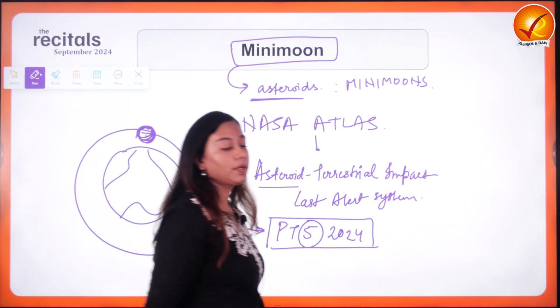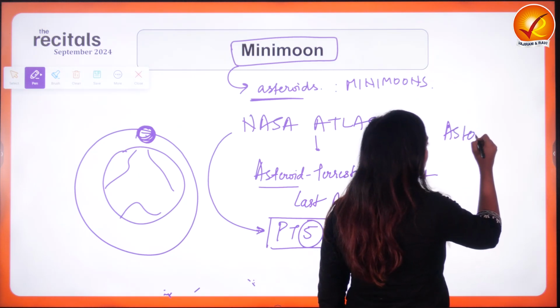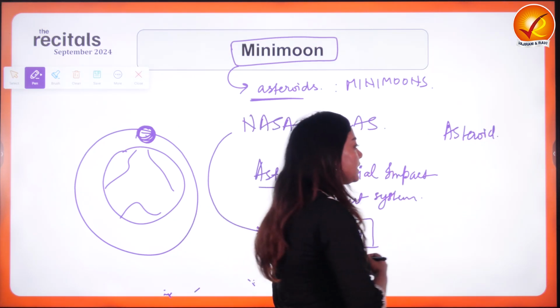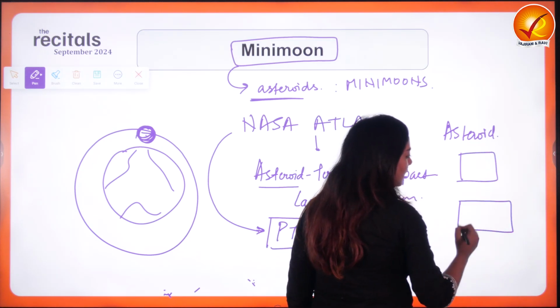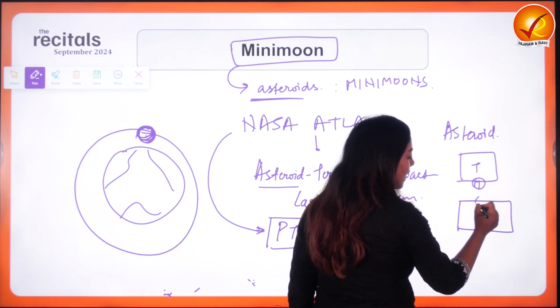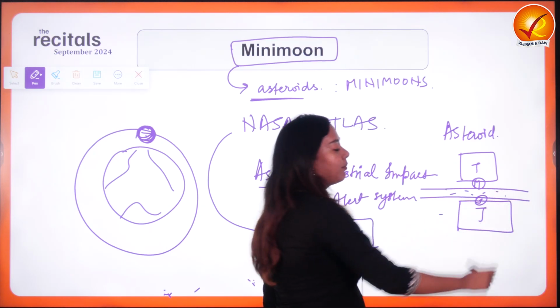Where are the asteroids coming from? Asteroids are the rocky, massive objects that come from the asteroid belt. And where is the asteroid belt located? We have learned previously that it is located in the transition zone between the terrestrial planets and the Jovian planets, in particular between Mars and Jupiter. So this is the asteroid belt from where all the asteroids come off.